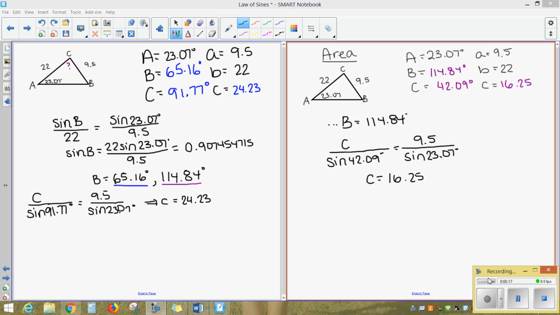All right, so I recopied on the right slide what we had in black on the left side slide. And instead of the 65.16 for B, I plugged in the 114.84. Again, we can add up angle A and B and subtract from 180 to find out that angle C is 42.09 degrees. Then we can say C over sine of that angle equals 9.5 over sine of that angle. And to 2 decimal places, C equals 16.25.